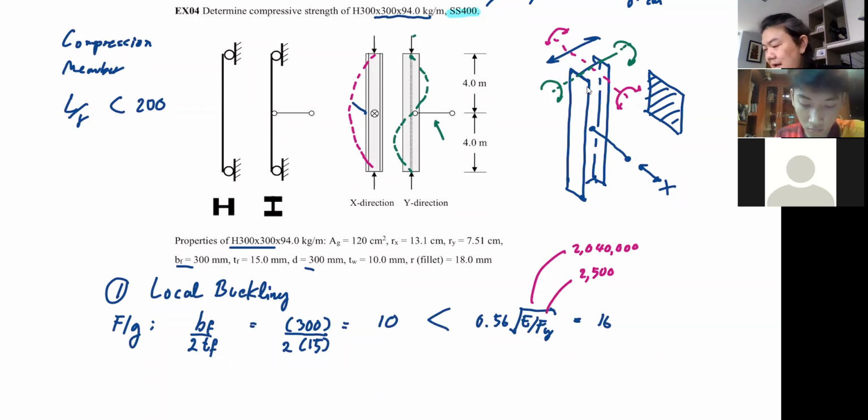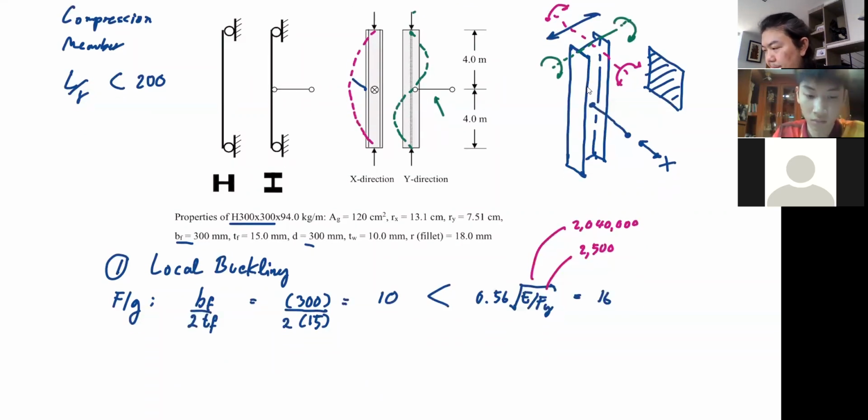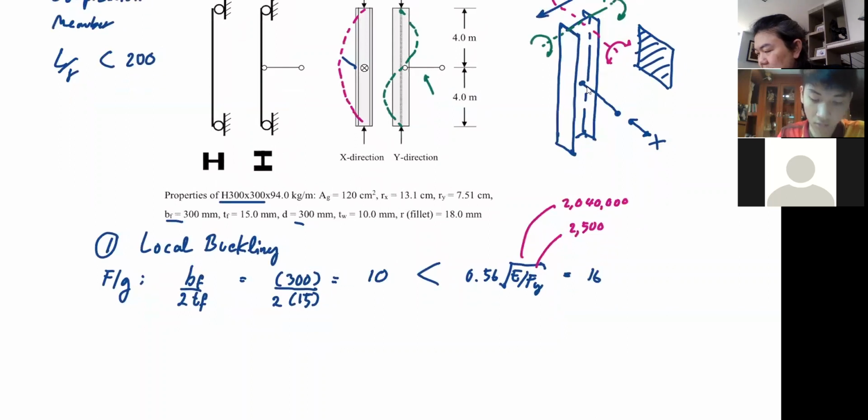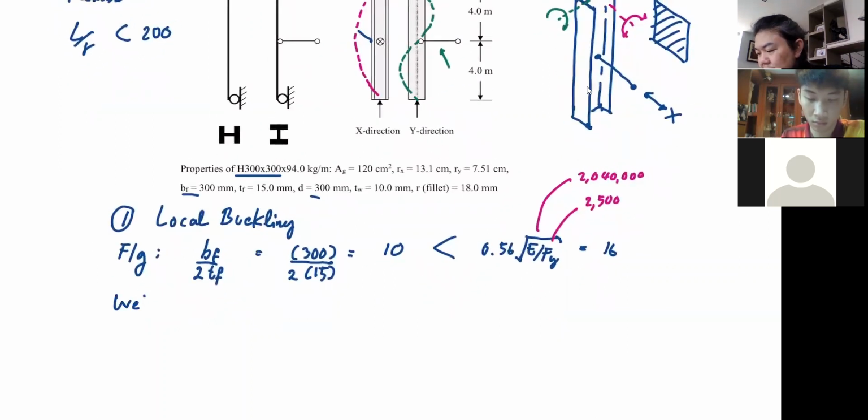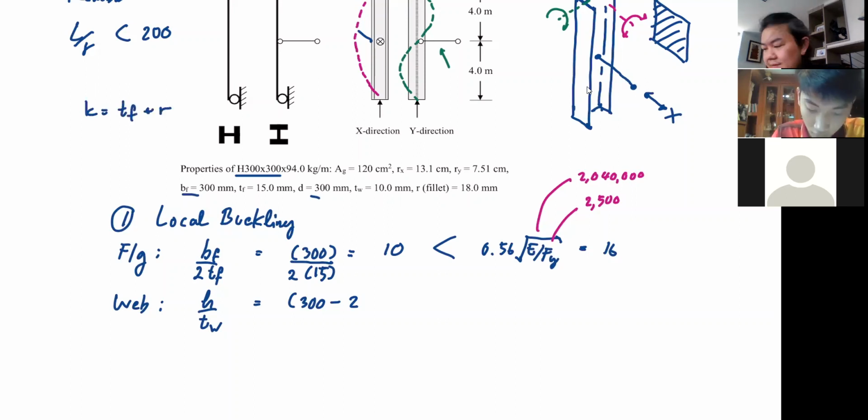Okay. Now, let's check the web. Now, one thing that you must be aware of is that when you check the web, it is the ratio of H over TW, and H is not the depth of your member. So this has to be 300 minus 2K. And I don't have K here, but K is basically the thickness of the flange plus the radius of the fillet.